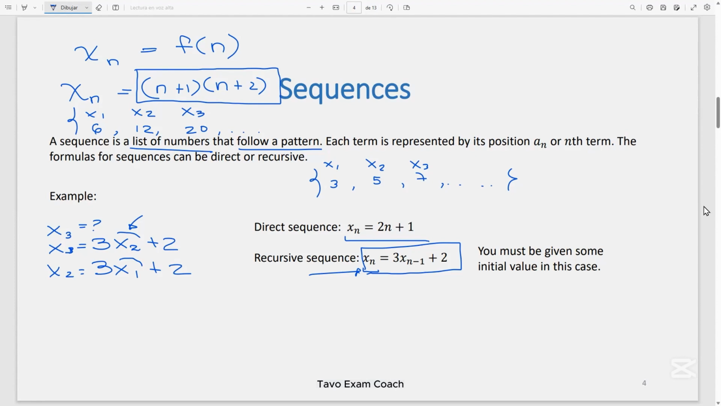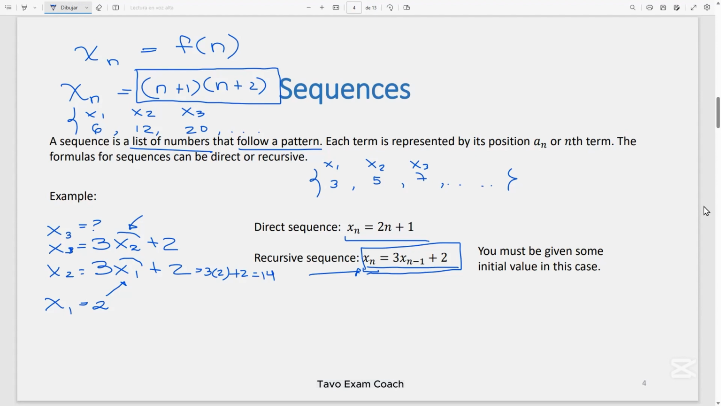Otherwise, we cannot find the value of any term, because the first term should be the first in the set, the first element. So let's say that we are given that x1, the first term in this sequence, following this definition, is actually, let's say, 2. So using this value 2 here, we can calculate the value of the second term. We would say that this is 3 times 2 plus 2. That is to say, the second term is 14.